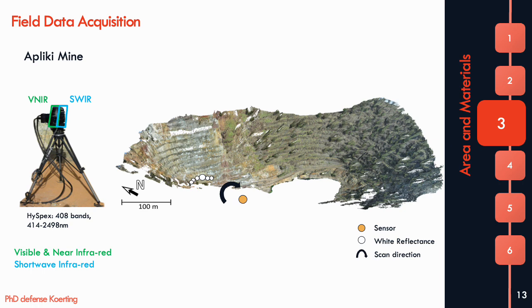In order to have a reflectance retrieval and correct the data for reflectance after the acquisition, white reflectance reference panels were placed in front of the mine face, here represented by these white dots. And 6 different panels were placed at the lowermost level, which was the only accessible level where we could actually reach.